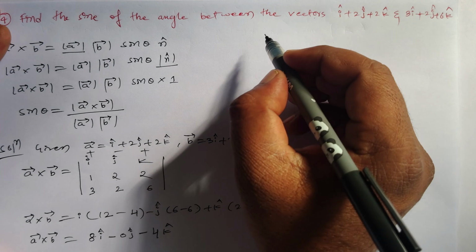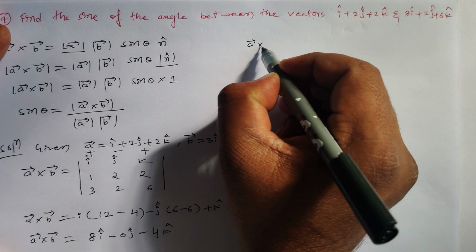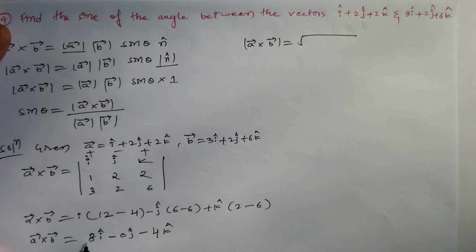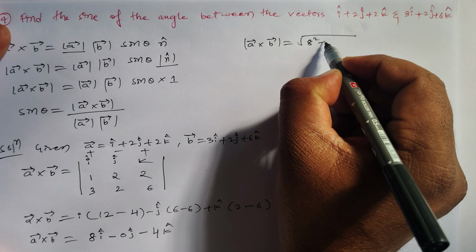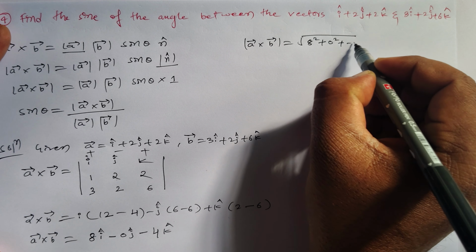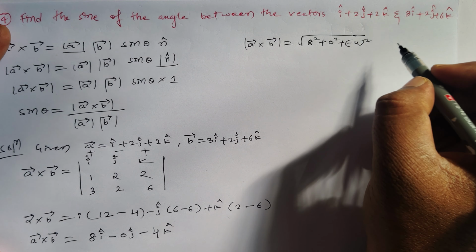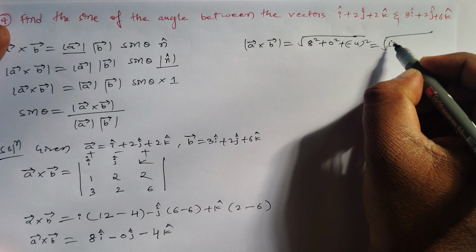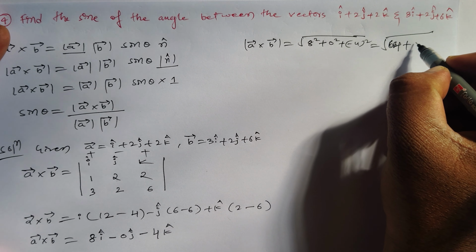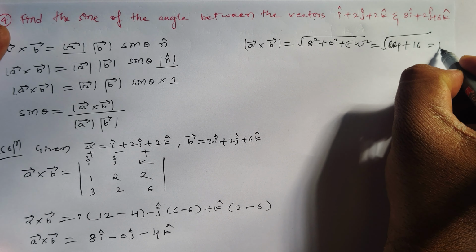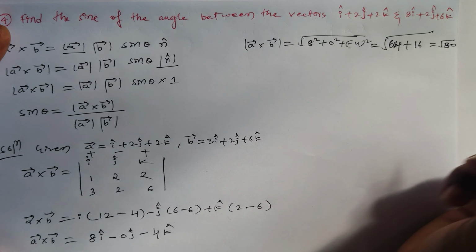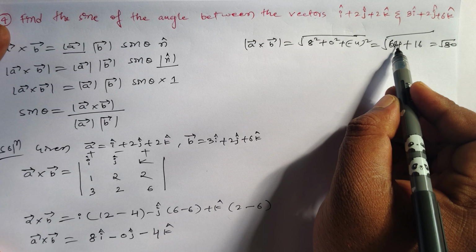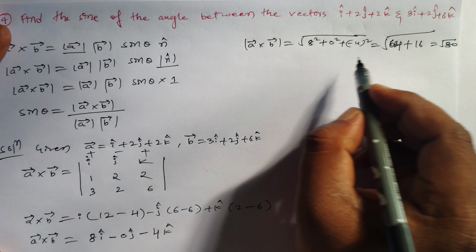Okay, next, to find the magnitude of A cross B. A vector cross B vector magnitude equal to root of, okay, i coefficient square, 8 square, next 0 square, minus 4 square. So that is equal to root of 8 square is 64 plus 0 plus 16, so that is equal to root 80. 64 plus 16, okay, 80. So next what?